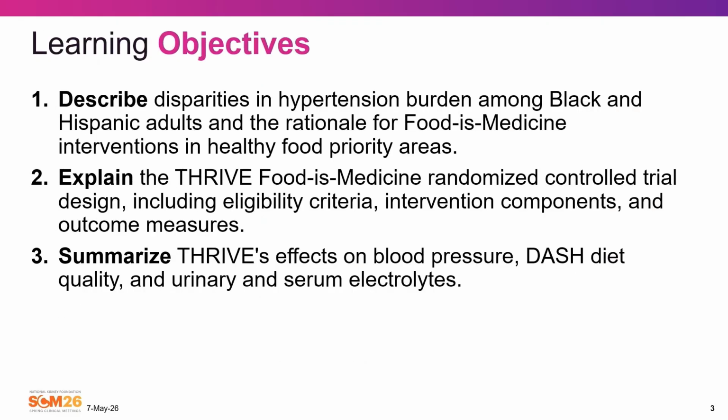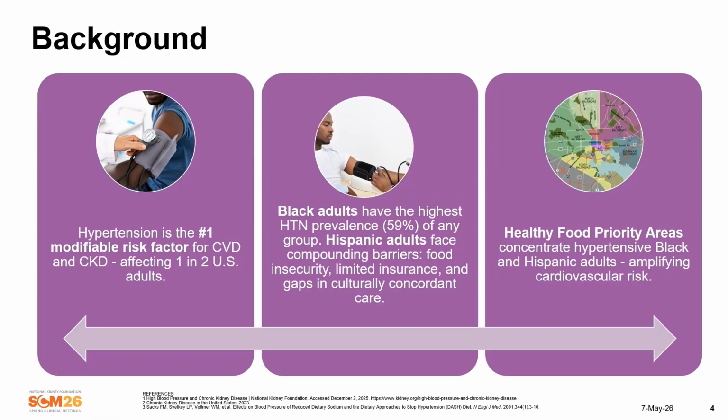Our learning objectives are: I am going to describe the disparities in hypertension burden among Black and Hispanic adults and the rationale for using food as medicine interventions in healthy food priority areas, and also explain the TRIVE Food as Medicine trial and the intervention components. And I'll also be summarizing the TRIVE effects on blood pressure, DASH diet quality, and the urinary biomarkers.